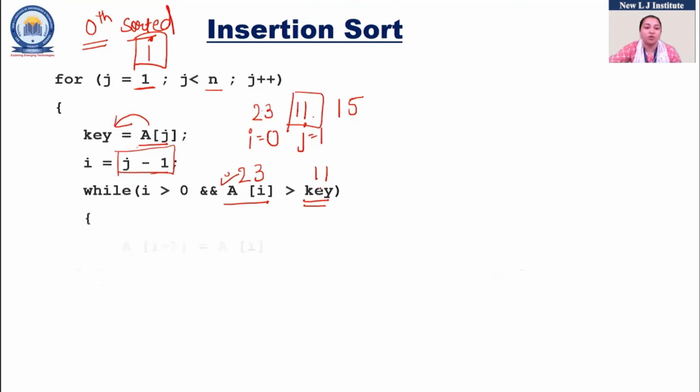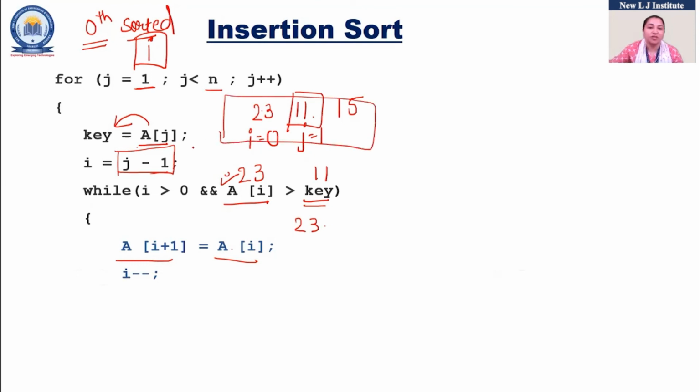So what we are going to do in that case is, we will pick A of I and we will shift this A of I to its right position. Meaning we will shift 23 from here to here. Okay, what is the next step? Then we will decrement I by 1. But in this case, we are done with the list. So I will be pointing outside the list, to minus 1. So we are done with the whole list.